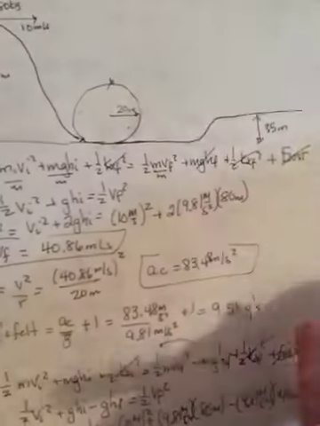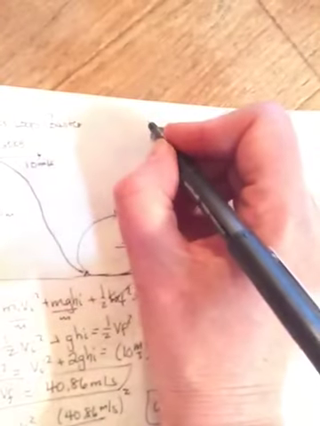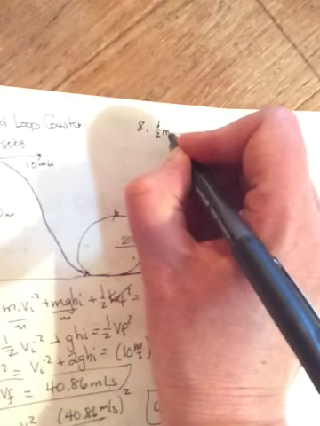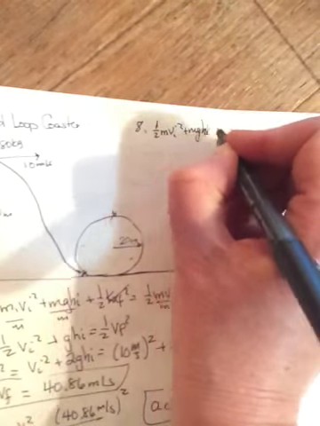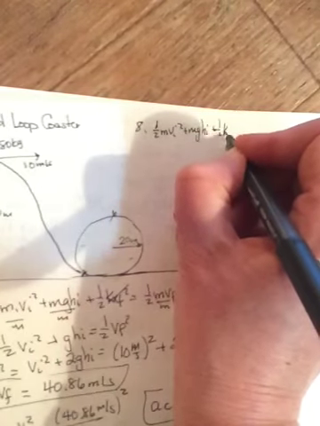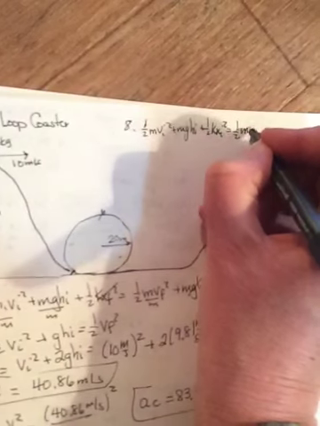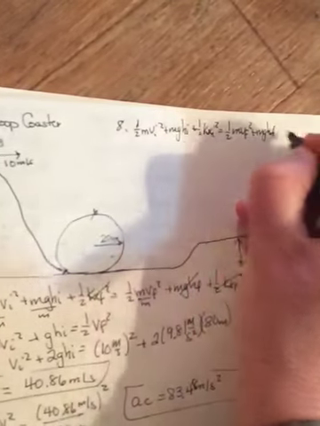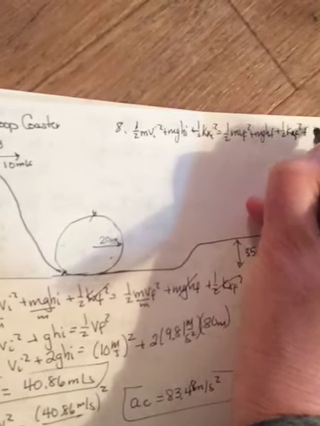And then the last part wants to know how fast is the roller coaster traveling at the top of this hill. So it's going to be energy again. I might have room enough to do it up here. So number 8. So 1/2 mv initial squared, mgh initial, 1/2 kx initial squared equal to 1/2 mv final squared, mgh final, 1/2 kx final squared plus E lost.